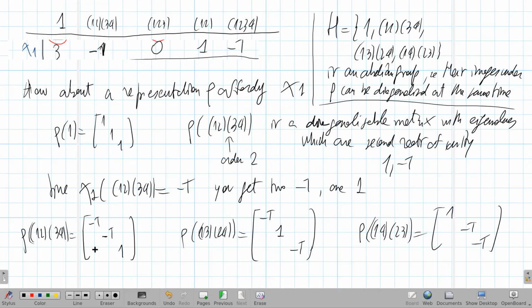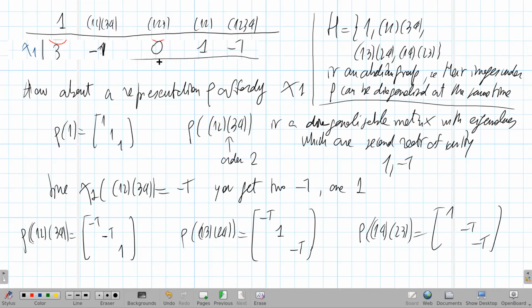So you see, this fixes this basis element, and this fixes this basis element. So we got 3 matrices, which we give you -1. What's the image of (1 2 3)?